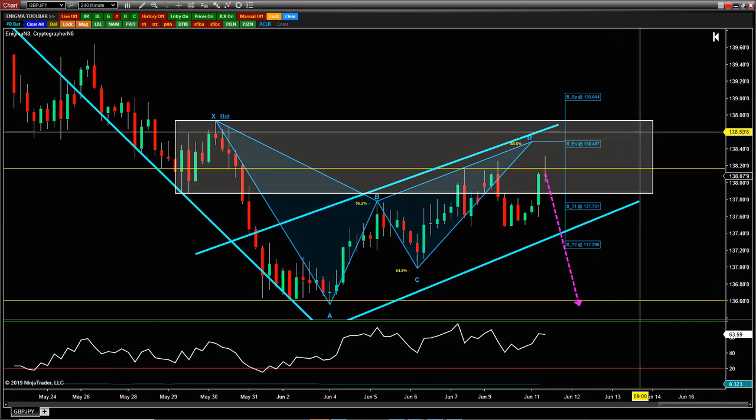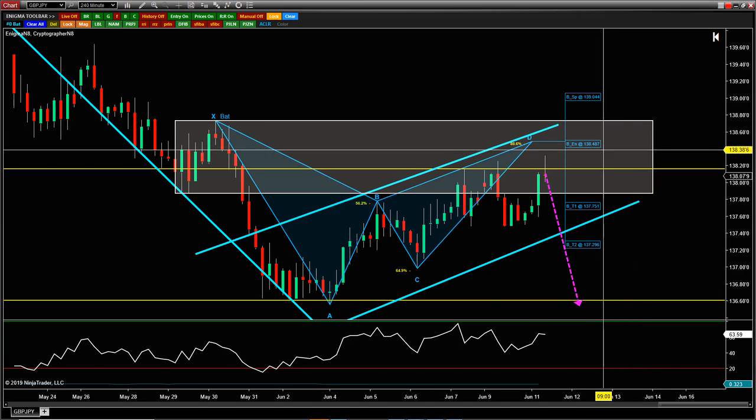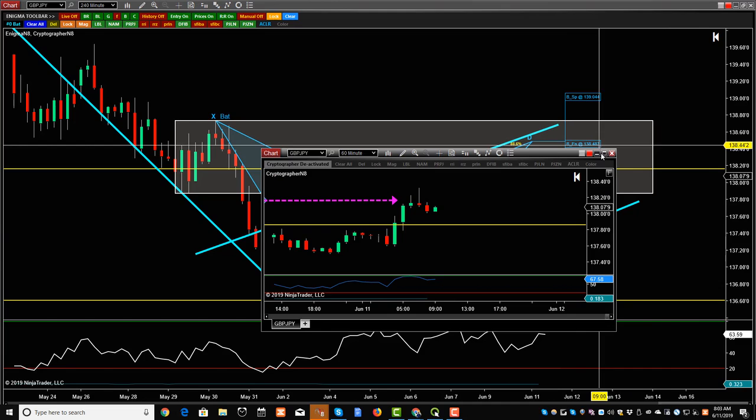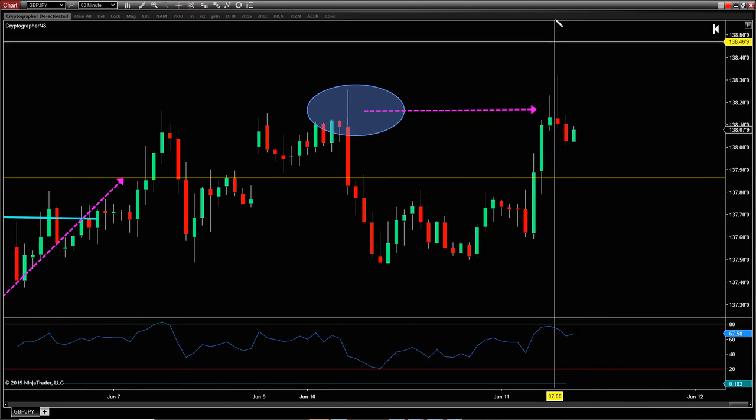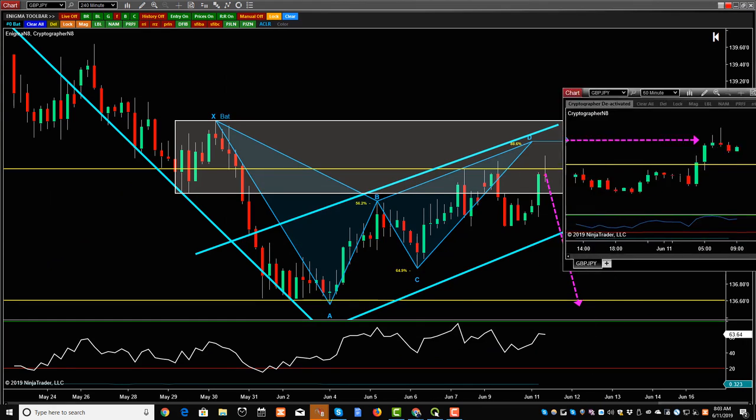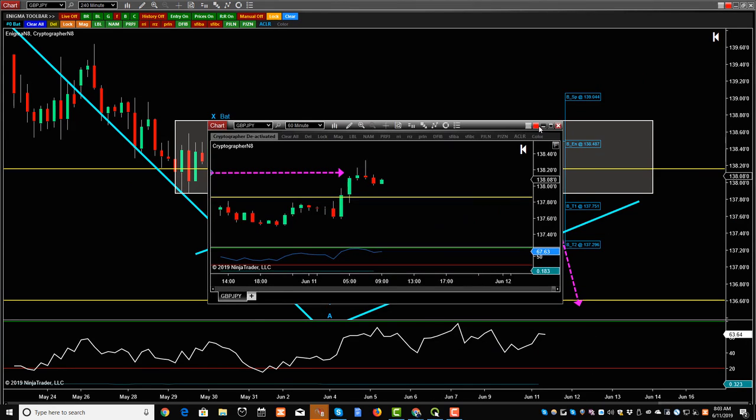We push higher, 138.48 for a bear bat here. But I like this level right here. Unfortunately, just can't make it work. Can't make it work. So we'll see. We'll see what happens. Maybe we push up.